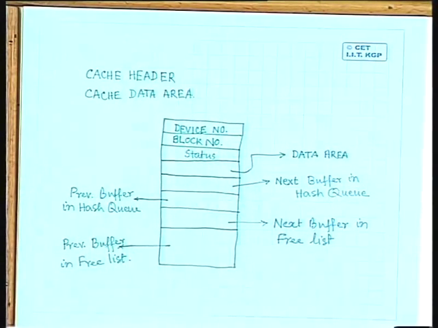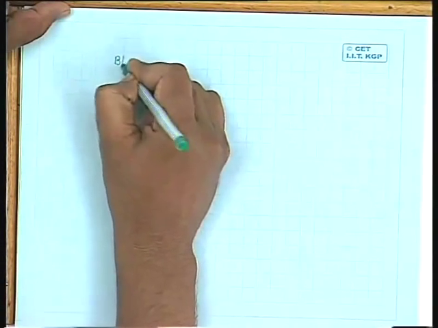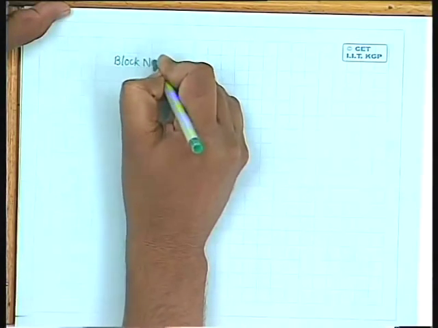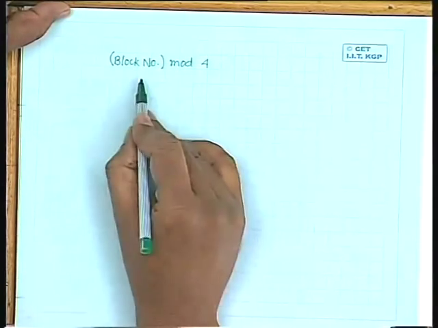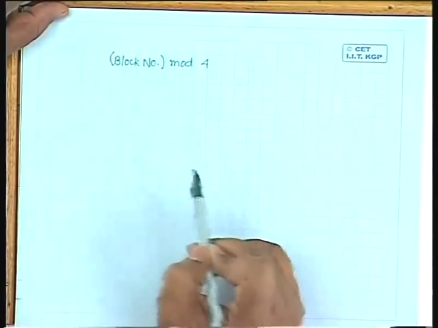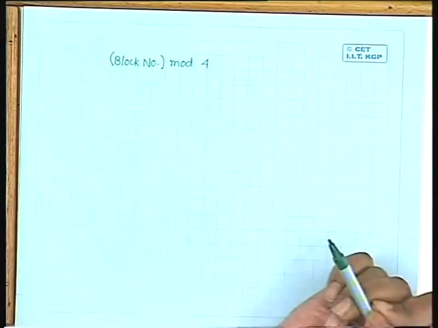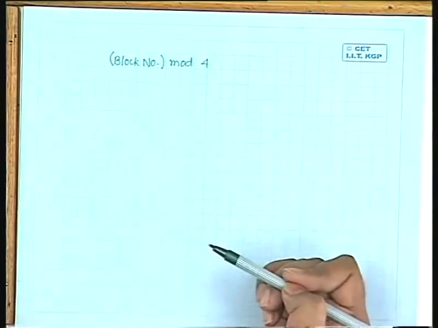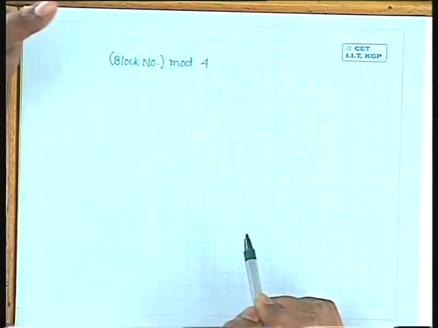Now why do we go for a hash list? To reduce the search time. So if we decide that in a system I will have, say, 4 hash queues, then a simple hash function that can be used is, say, block number mod 4. If I perform block number mod 4, this can give me one of 4 possible values: 0, 1, 2, and 3. So accordingly, I can have 4 hash queues. Every hash queue will have a header, which will identify whether it is hash queue 0, hash queue 1, hash queue 2, or hash queue 3.